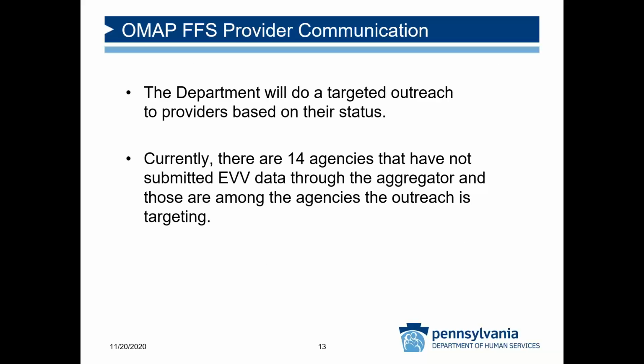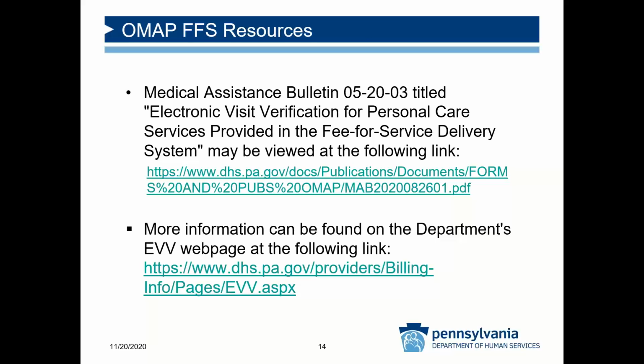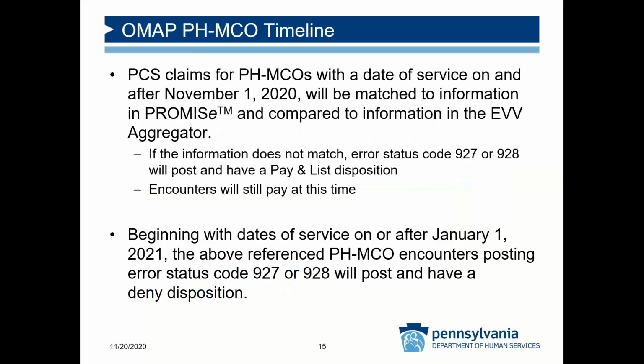The department will do a targeted outreach to providers based on their status. Currently, there are 14 agencies that have not submitted EVV data through the aggregator, and those are among the agencies the outreach is targeting. Medical Assistance Bulletin 052003, titled Electronic Visit Verification for Personal Care Services provided in the fee-for-service delivery system, may be viewed at the following link. More information can be found on the department's EVV webpage, also at the following link.